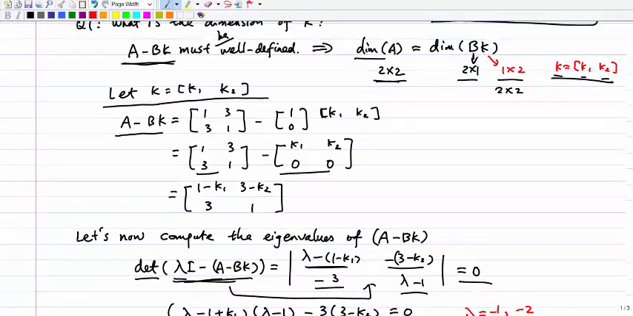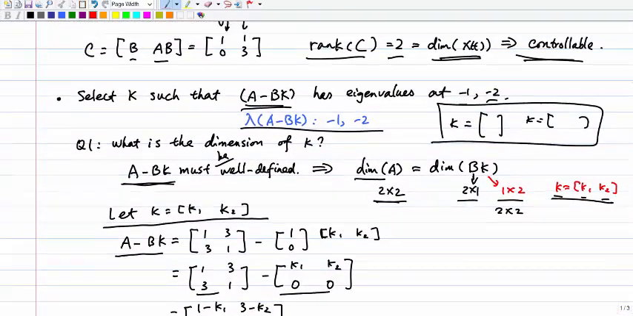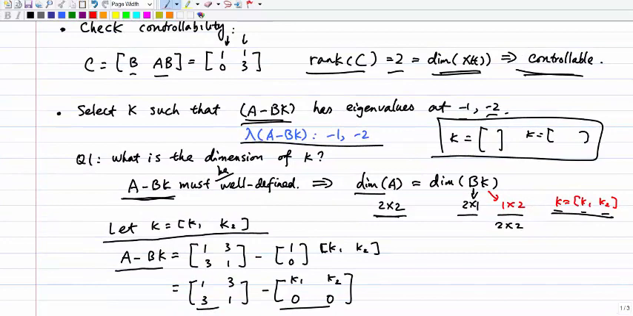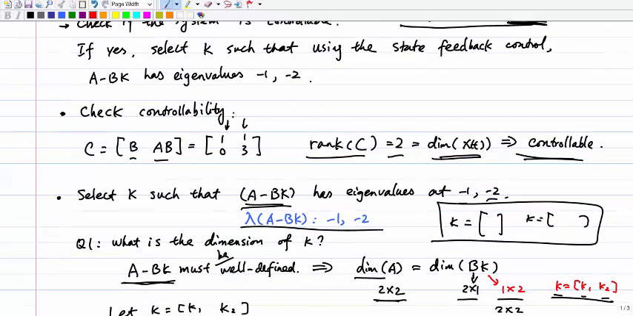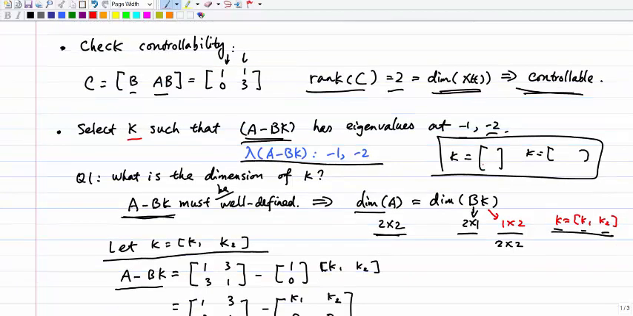So let's go back a little bit to how we find the right k. The first step is to check if the system is controllable. If it's controllable, you can always find the k for any eigenvalues, as long as they are either real or complex conjugates appearing as a pair. So the way you find the control gain k is to first determine the dimension of k, so you can assign the scalars. Let's say if it's 1 by 2, you have 2. If it's 1 by 3, you have 3. It will be different.